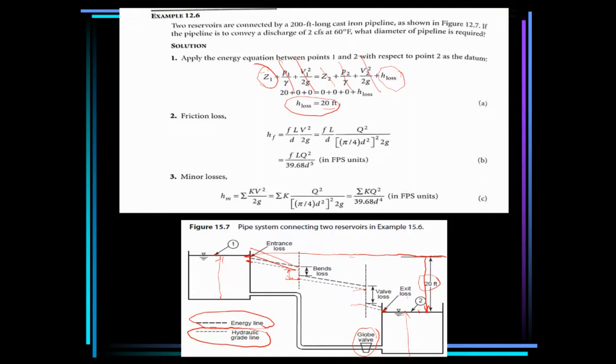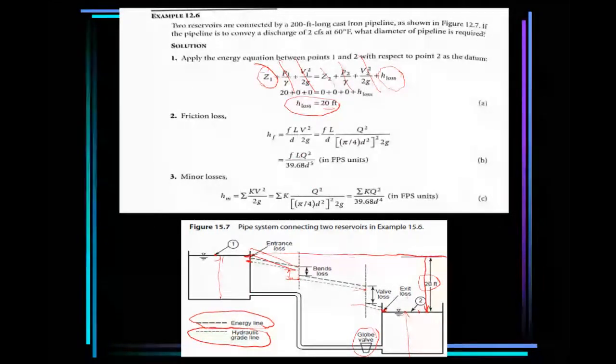Now we know the head loss. How do we determine the diameter? When we substitute here, using the imperial units for the Darcy-Weisbach equation, we know the length, we know Q, but we don't know F and D. No, we don't know the diameter. In fact, that is what we want to know.